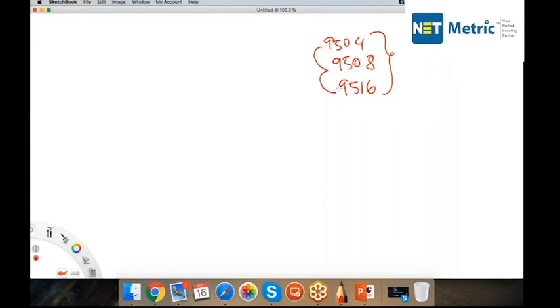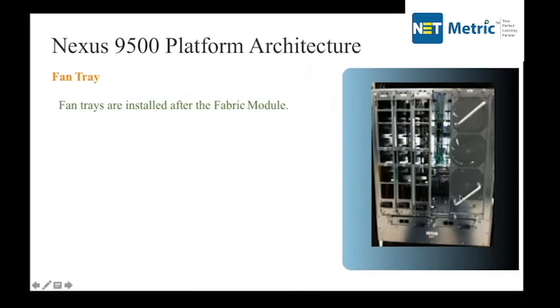Bigger the device, you need more power supplies, you need more fans as well. But each of these devices has a total of 3 fan trays. The number of fans in each fan tray will definitely be different for each device. You can see here, this fan tray is inserted only from the rear end of the device. And I'm not sure if you can make it out, but you can see these vertical modules over here, right? There are vertical modules that you can see.